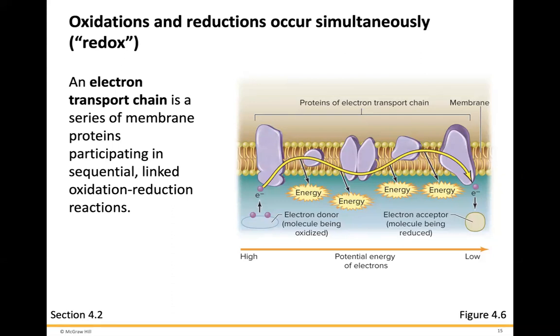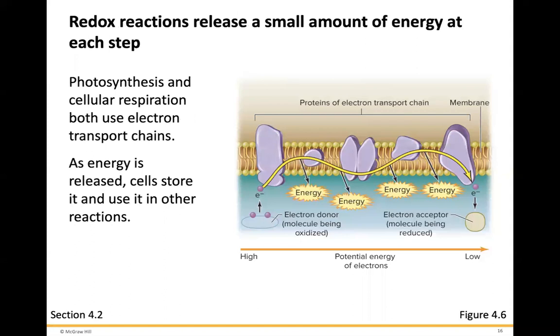In most cells, we have what's referred to as the electron transport chain. This is a series of membrane proteins that will participate in sequential linked oxidation reduction reactions. Photosynthesis and cellular respiration both use electron transport chains to accomplish their end goals. As energy is released, the cells will store it and use it in other reactions.